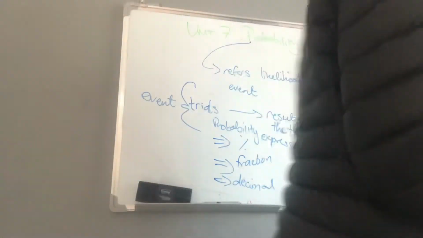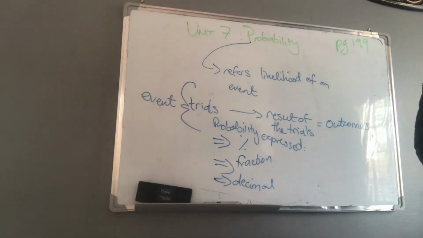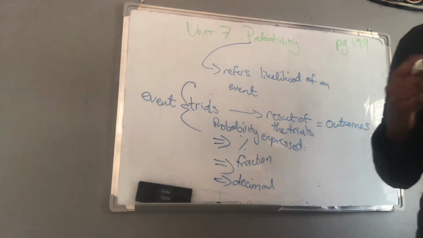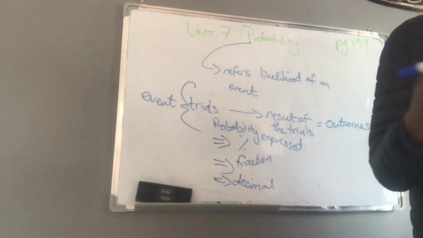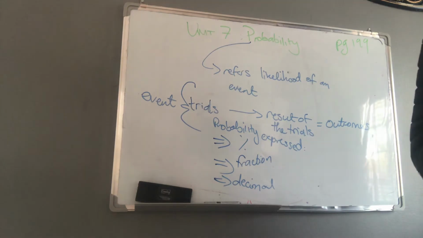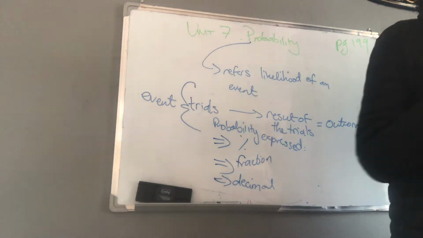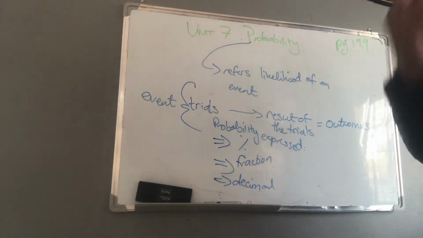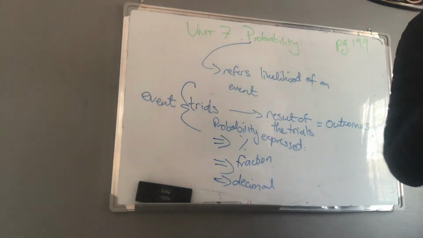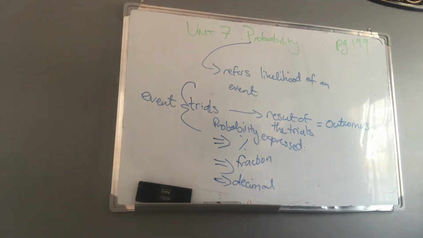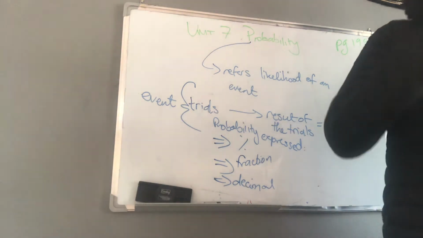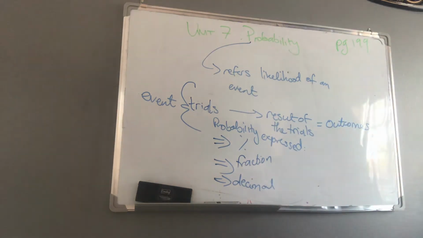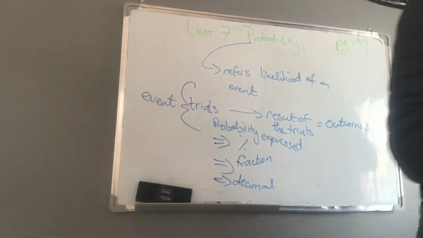So the probability of an event occurring can be plotted on a probability scale, and on the scale this will range from the value 0% to 100%. So 0% would be it's not occurring, 100% means it's definitely occurring. You cannot have a probability less than 0, that just doesn't make sense, and you can't have a probability greater than 100%. So on page 199 you have a probability scale there from impossible to certain to equally likely.